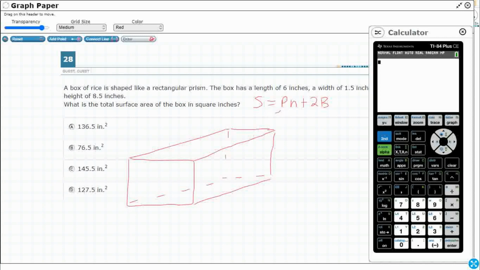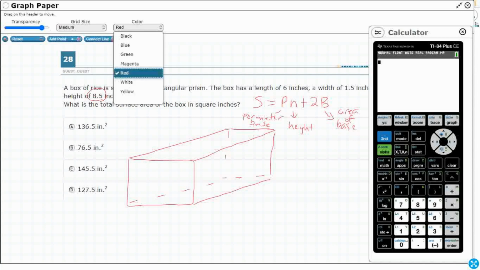Okay, so what do each of these terms mean? The P is the perimeter. And they don't really say it, because you're thinking, well, this is a 3D shape, and perimeter is a 2D measurement. Well, it's the perimeter of the base. So we're going to need to find the perimeter of the base and multiply it by the height, and they actually do give us the height. That's the one thing they do give us. And then the 2B means we're going to multiply, the B is for base, but it's actually the area of the base.